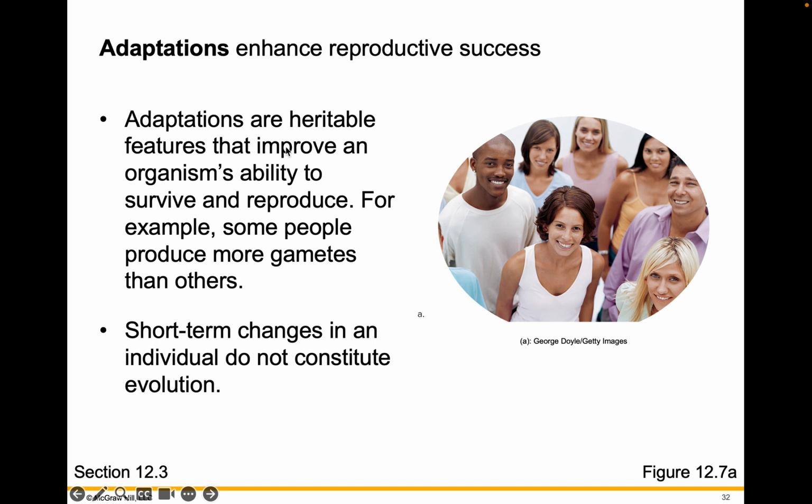All right, adaptations are heritable features that improve an organism's ability to survive and reproduce. For example, some people produce more gametes than others. Short-term changes in an individual are not evolution. Remember, evolution has to do with change in your allele frequencies, and individuals don't change their DNA. Populations do, but not individuals.